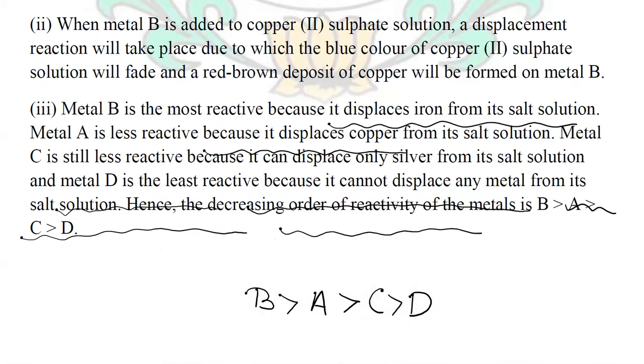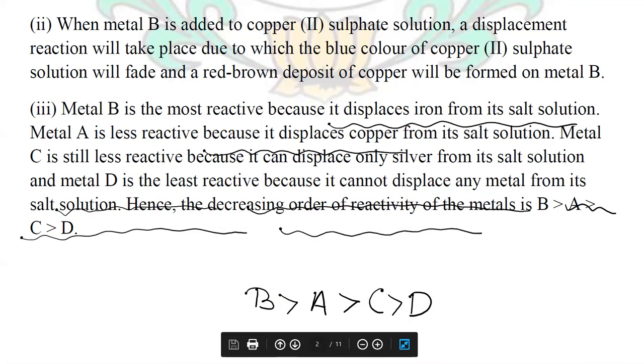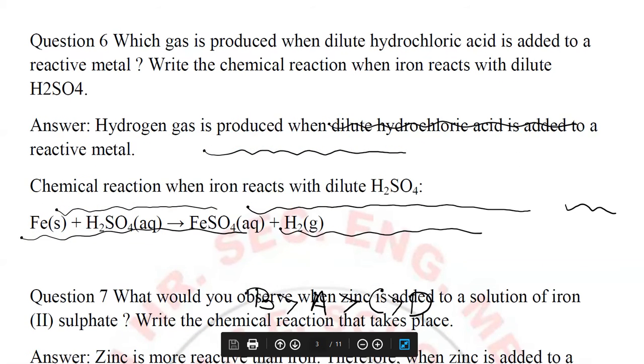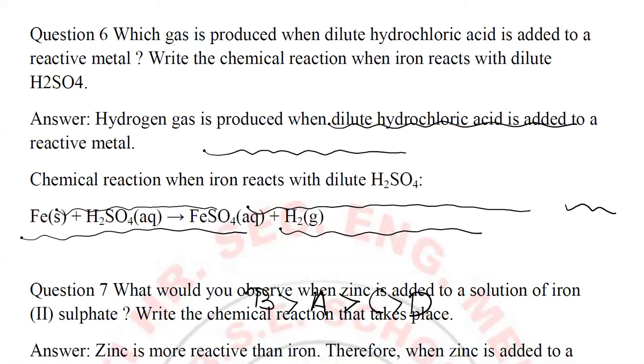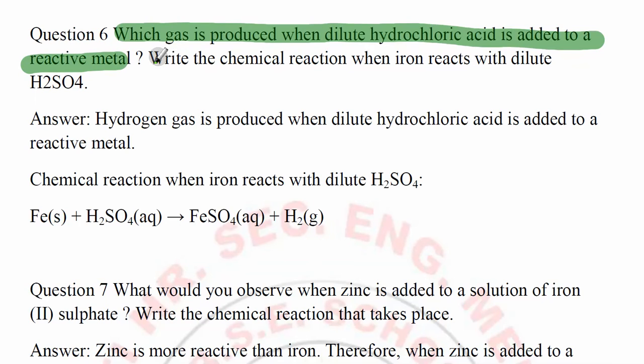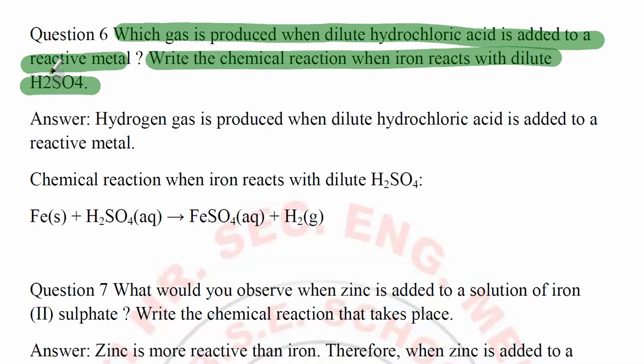Question number 6. In question number 6, what it is asking: which gas is produced when dilute hydrochloric acid is added to a reactive metal? Write the chemical reaction when iron reacts with H2SO4.